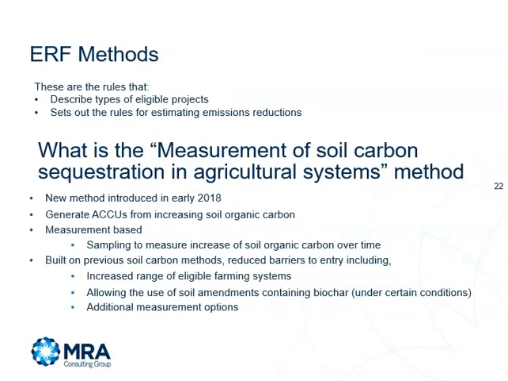Under the ERF, there are a number of prescribed methodologies or methods that describe the types of projects that can claim ACCUs. The measurement of soil carbon sequestration in agricultural systems method, or the soil carbon method in short, is one such method which allows generation of credits from soil carbon sequestration. It was introduced in early 2018 and is based on previous soil carbon methods with reduced barriers to entry, such as increased range of eligible farming systems, including cropping, grazing, and horticultural production systems.